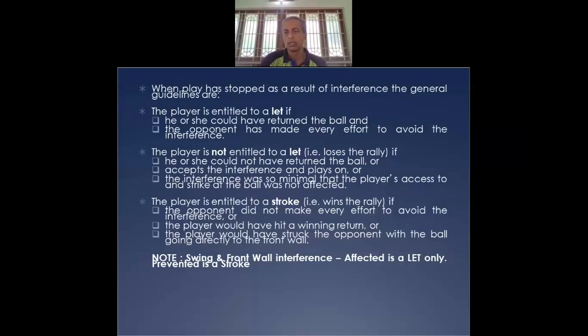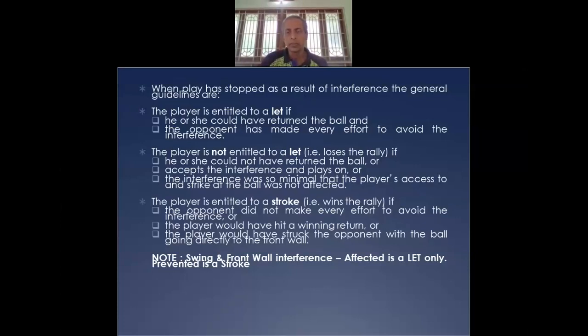and you say you were going to swing, then it's a stroke. So affected and prevented are the keywords which have to be used when you act as a referee. You need to say that to the player.